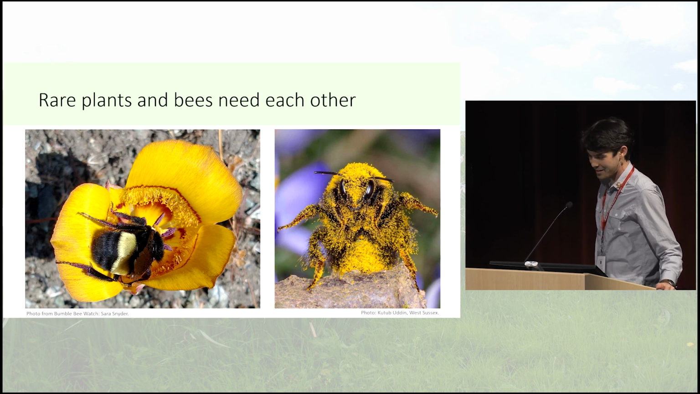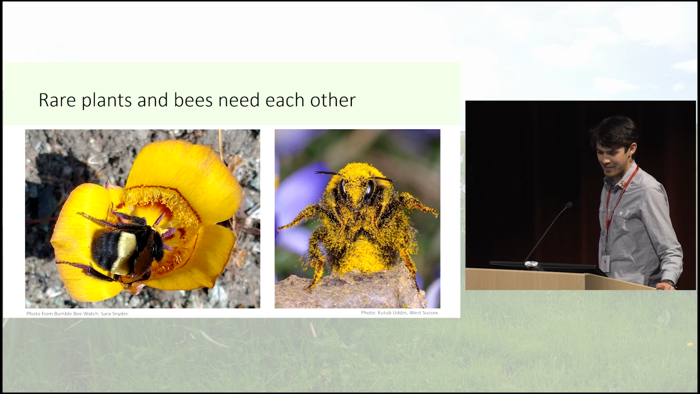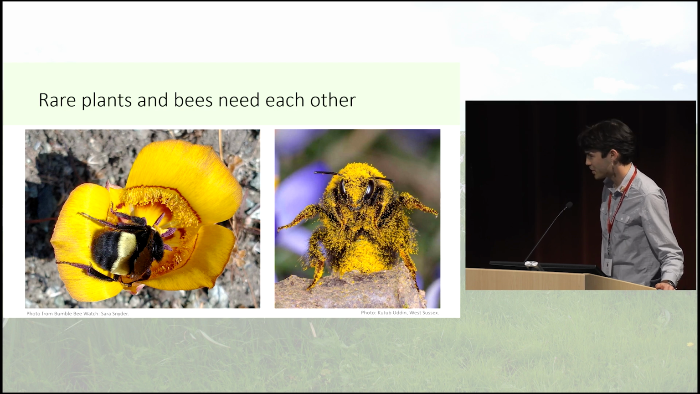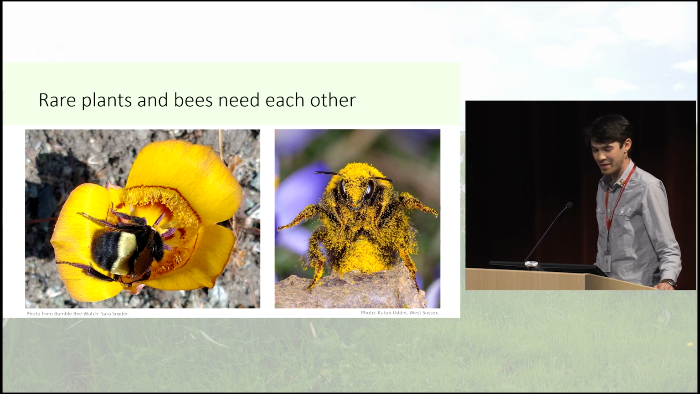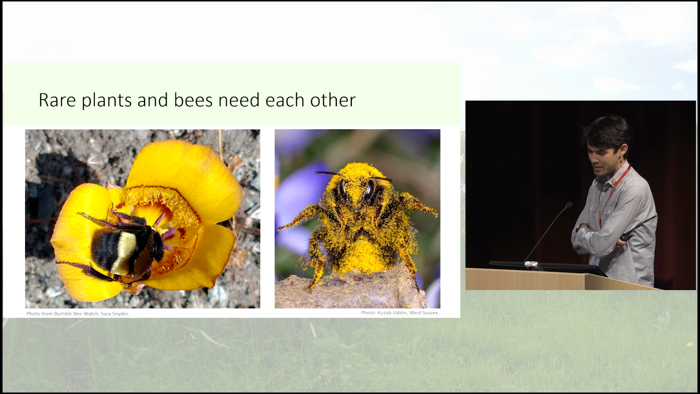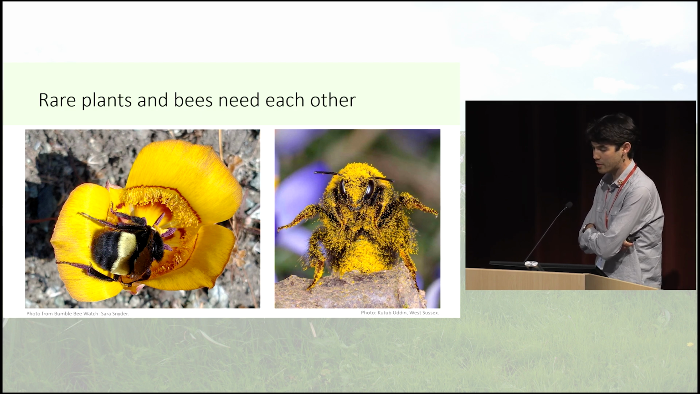I wanted to highlight my big point, which is rare plants and bees need each other for their survival. And this insect bum is for Mike Jones. I wanted to harp on the reciprocal nature of rare plants needing bumblebees and rare bumblebees needing abundant plants.